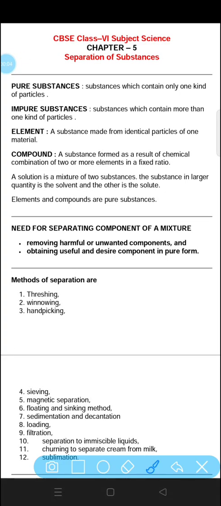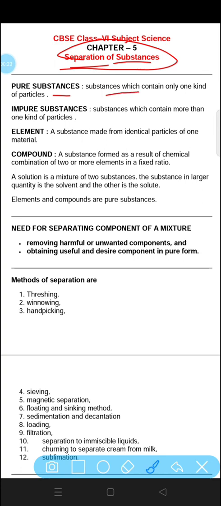Today we are going to study a new chapter, that is separation of substances. From the heading of the chapter we can understand that we are going to study about the separation of substances on their different bases. So first of all, let's start with pure substance.